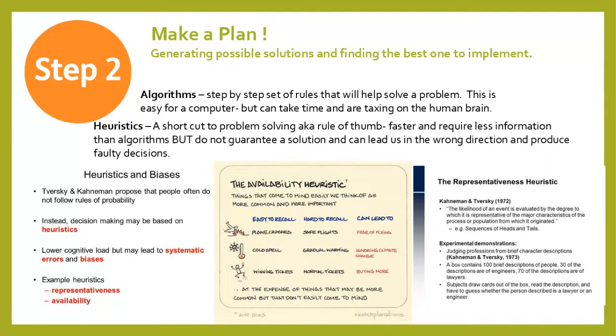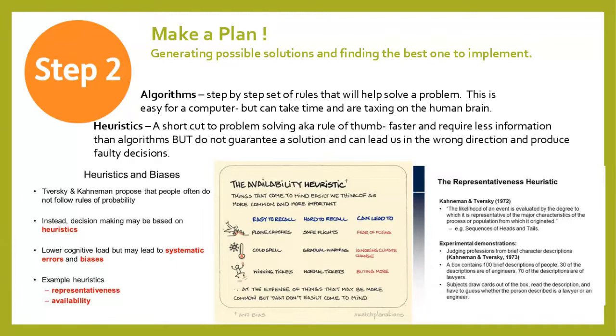Another error in heuristics or biases is the representative heuristic. And that means that the likelihood of an event is evaluated by the degree to which it's representative of the major characteristics or the process of the population from which it originated.